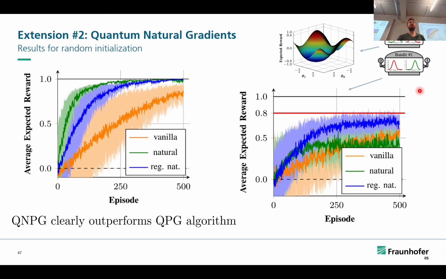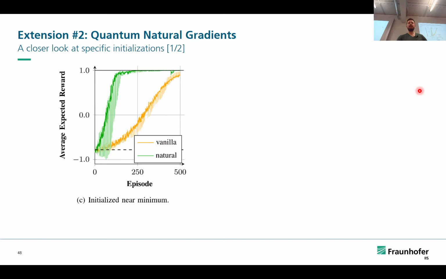And we wanted to dig a bit deeper into why that is. So we took a look at concrete initializations, and it turns out that if you, for example, initialize near the minimum, where the landscape has approximately the same gradient magnitude in all of the directions, so basically the parameter landscape is deep in both directions.